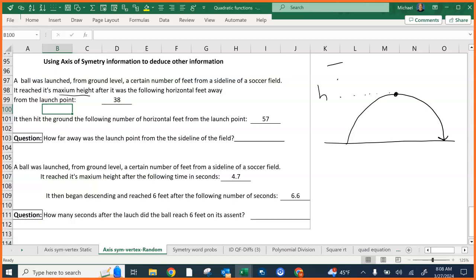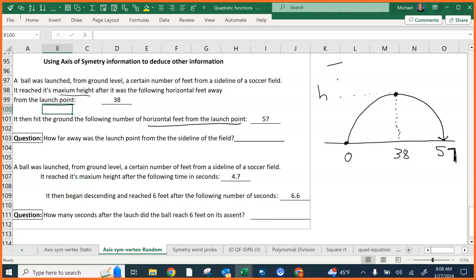So that's the height, after it was 38 feet away from the launch point. What's a launch point? Well, it would be down there, right? So that would mean that the maximum is 38 feet away, and this would be the 0 point. The launch point would be 0, 38 would be midway through. Then it hit the ground 57 horizontal feet from the launch point. Something tells me the rounding on this is not too good. How far away was the launcher? So basically you got something like that, right?